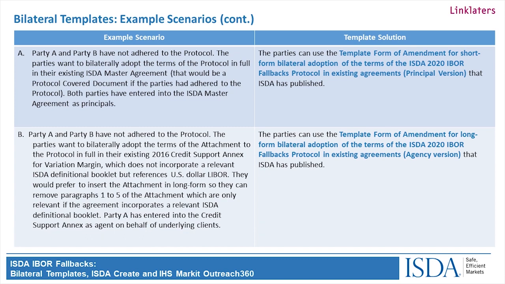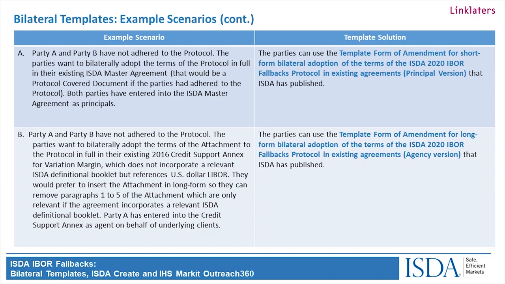Party A and Party B have not adhered to the protocol, but they want to bilaterally adopt it. And both of them are principals. They haven't entered into the ISDA master agreement as agents. And this might be the case because in this example, they have one ISDA master agreement that would be a protocol covered document. And so maybe they don't want to use the protocol because they're only amending one document, as opposed to some market participants who have hundreds or thousands of protocol covered documents.